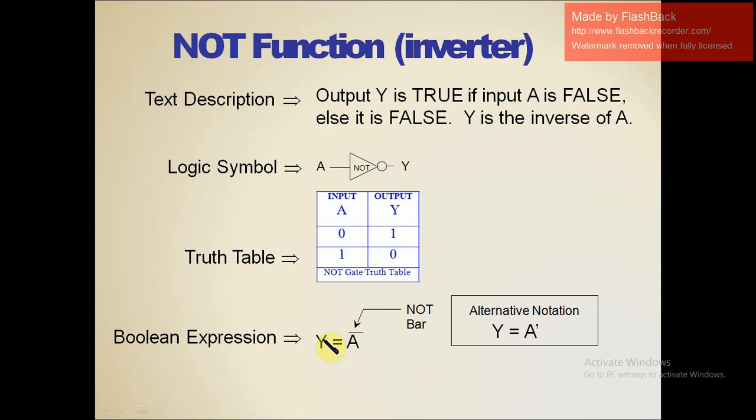In Boolean logic expressions, we write Y equals A bar, that is the NOT bar. Without the bar, it is only the positive value. When you put the bar, it is the NOT. Alternative notations are complement, otherwise inverter. There is another NOT function.